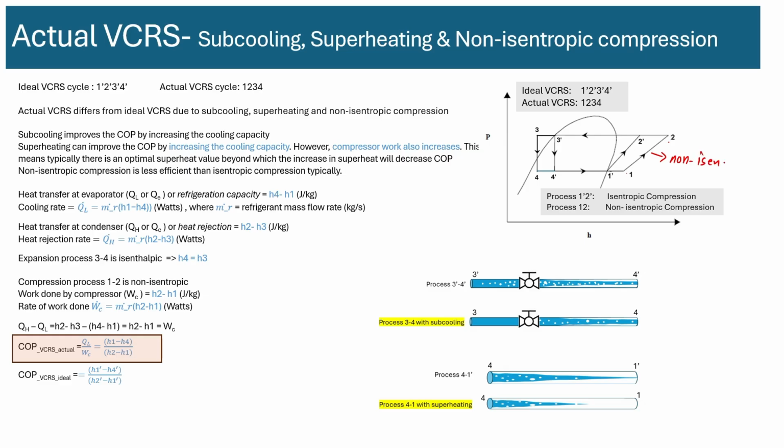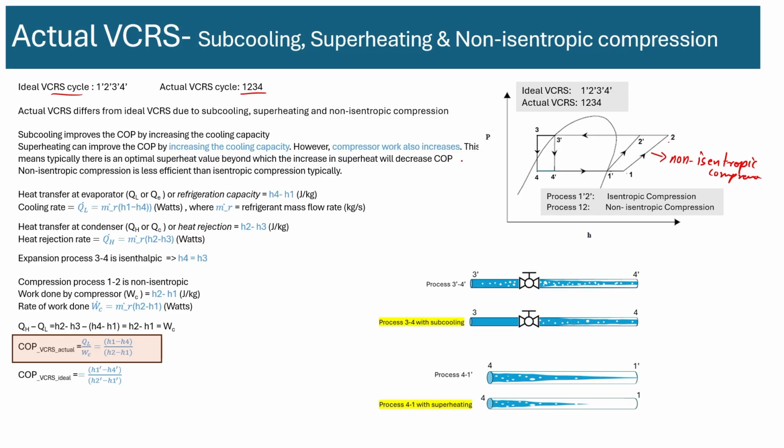Non-isentropic compression. Okay, so process 1 to 2 is non-isentropic. 1 prime to 2 prime is isentropic. So in this case, 1 prime, 2 prime, 3 prime, 4 prime is the ideal cycle, and the actual cycle is 1, 2, 3, 4.